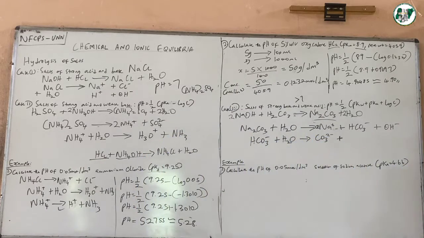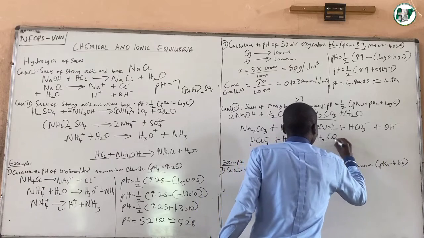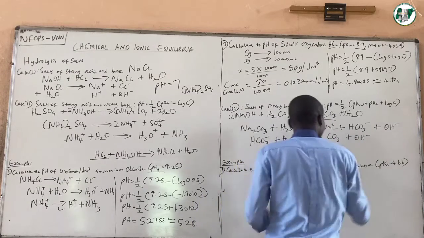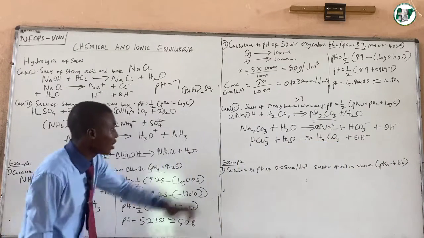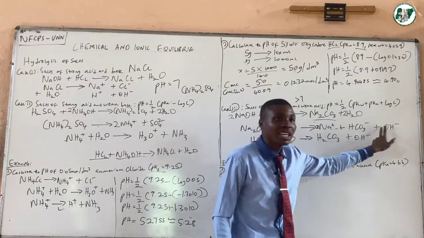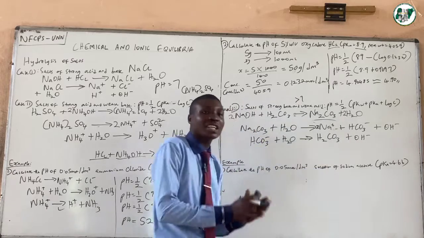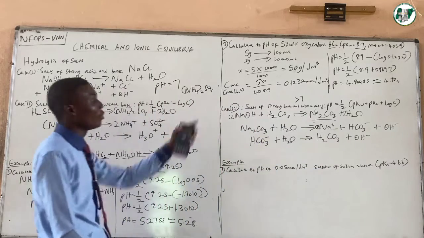So it's still going to react with the water to give H2CO3 plus OH-. It has already released hydroxide ion, and it is releasing more hydroxide ion. By implication, the pH is going to be going up, so it's going to be greater than 7.